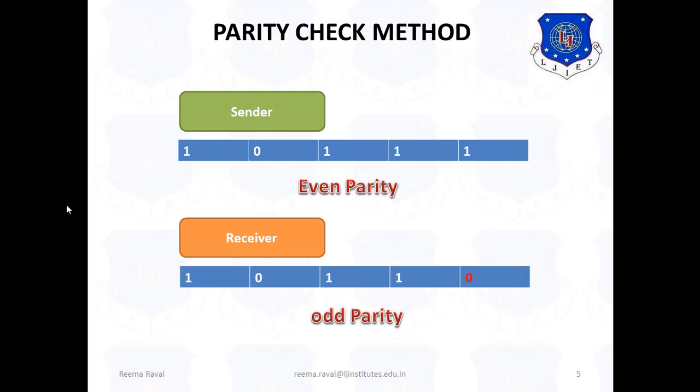But the main drawback in this system is what? For example, if 2 bits are changed instead of only a single bit, it can detect only up to a single bit. If for example this bit is changed to 0, again the number of ones will be 2 only. So this odd parity will now become even parity. Whenever the receiver checks whether the sender has sent even parity or not, it will be the same. That means the sender has sent even parity and the receiver has received even parity.